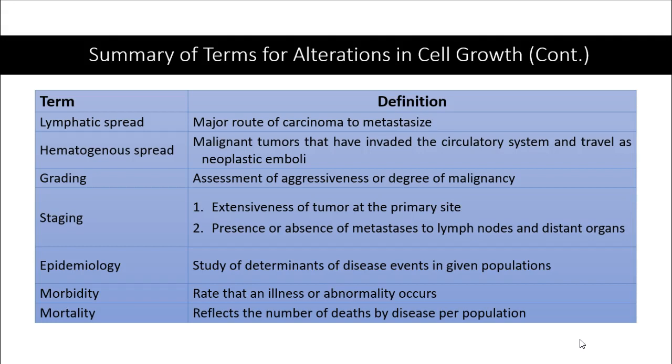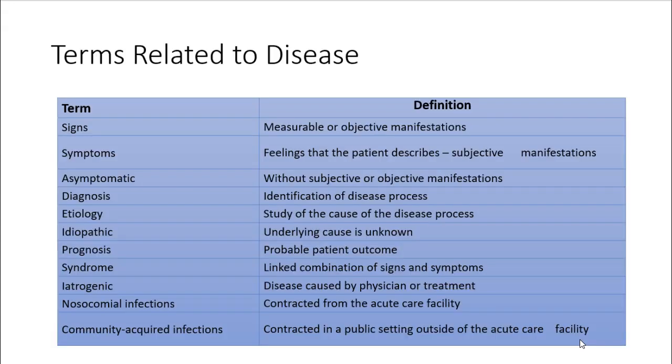Epidemiology is the study of determinants of disease events in given populations. Morbidity is the rate of an illness or abnormality occurrence, and mortality reflects the number of deaths by disease per population. Our terms for disease: signs are measurable or objective manifestations, and symptoms are a feeling the patient describes, which is subjective. Asymptomatic means without subjective or objective manifestations, so the person has no idea this is happening within their body.